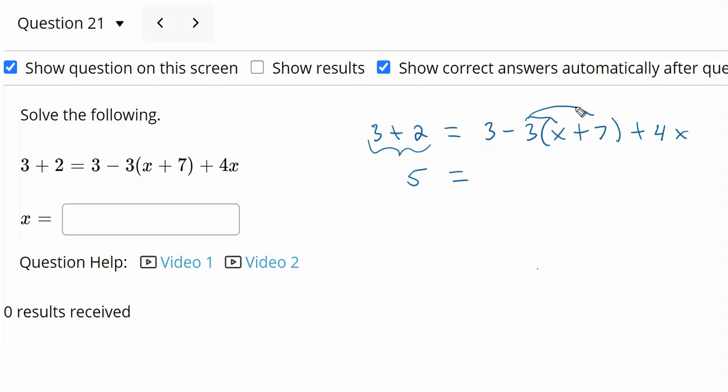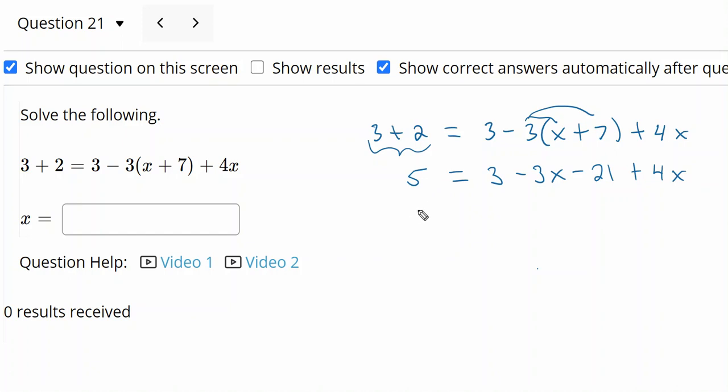So we're going to multiply that guy in. Okay, so let's do that. We'd have just this 3 sitting here. And then negative 3 times x is just negative 3x. That's all you can do, right? And then negative 3 times 7 would be negative 21. Okay, negative times a positive, negative 21. And then we still have plus 4x. All right, good to go. We know how to do this, right?